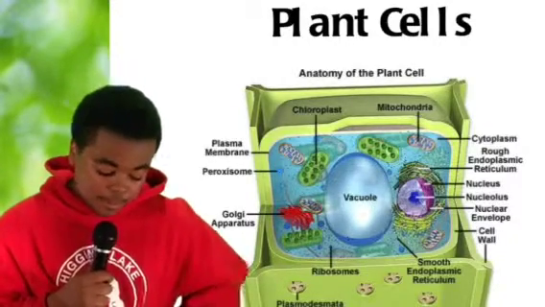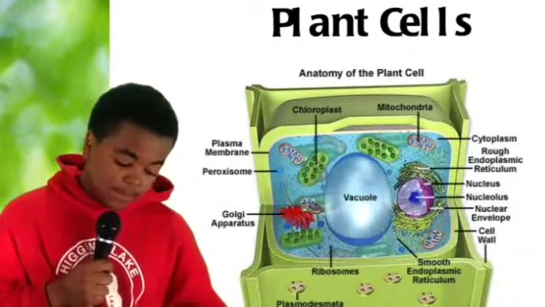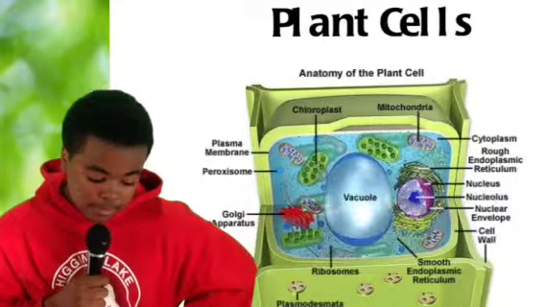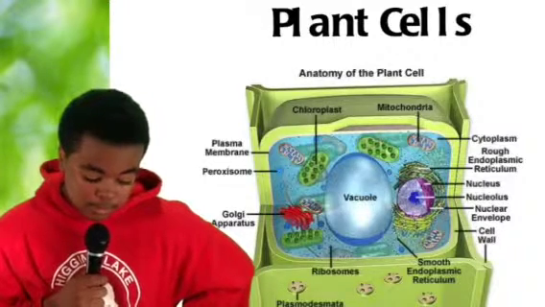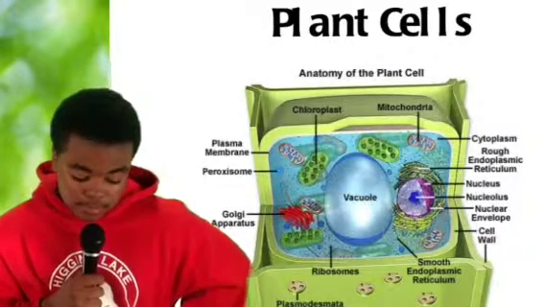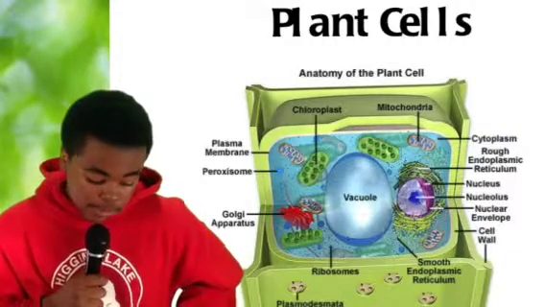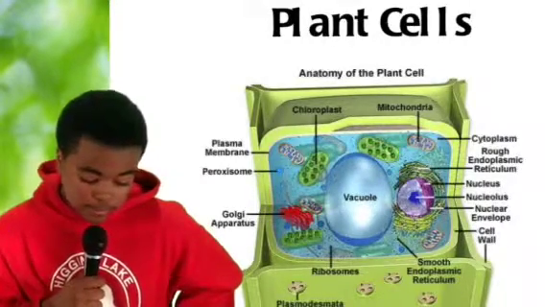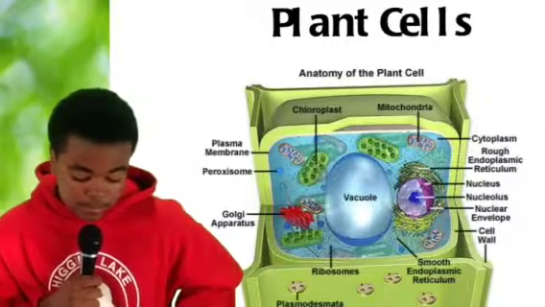Oh yeah, we can't forget about thylakoids. They are flattened sacs inside chloroplasts. Oh yeah, stroma, which is the fluid-filled space around the thylakoids. Well, I hope you have learned some info. Now you know what cells and organelles are.